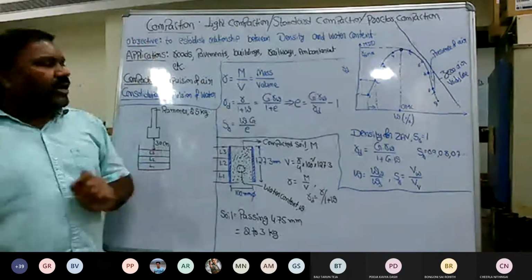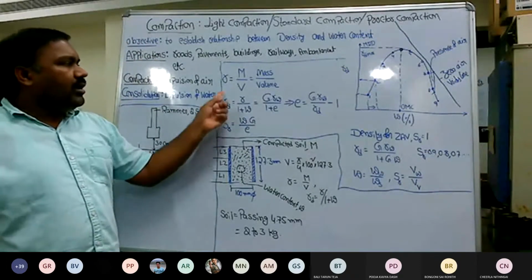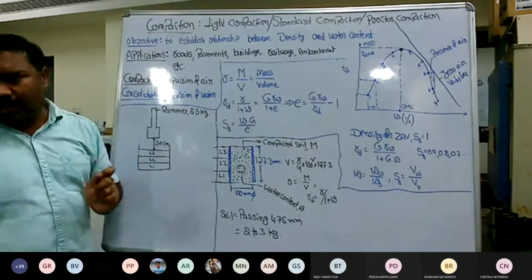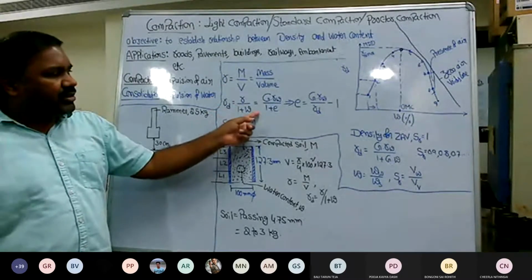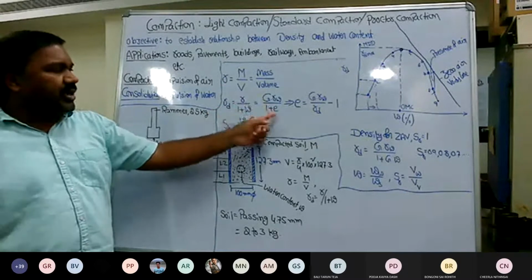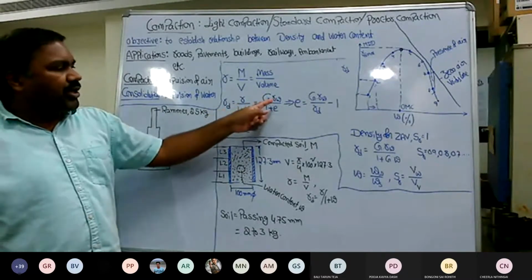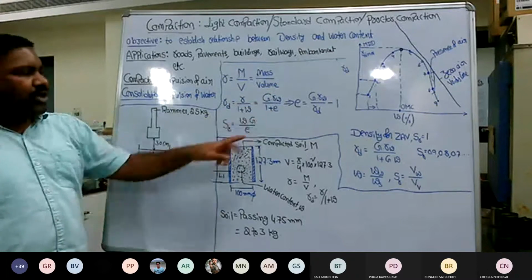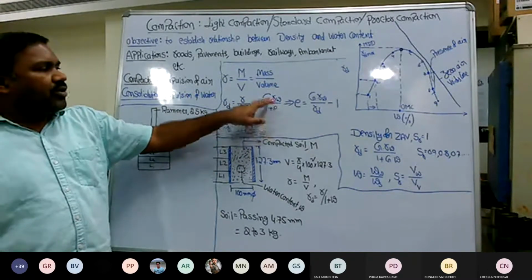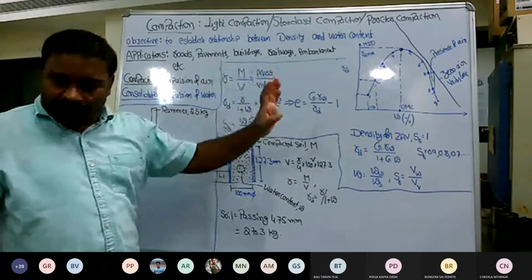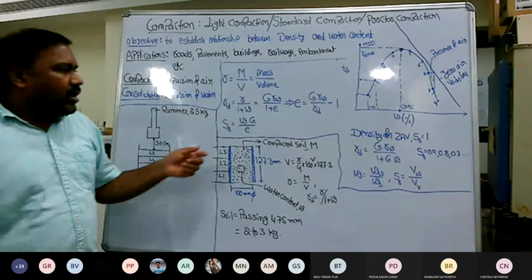But if you refer to any fundamentals of your volume mass theory, the gamma D, or the dry density, or the bulk density, can also be correlated with the specific gravity of the soil solids as well as the void ratio. So gamma D is equal to G into gamma W by 1 plus e, where e is the void ratio. G is the specific gravity of the soil solids that you are dealing with. Gamma W is the density of the water.